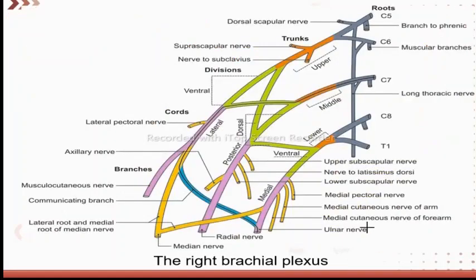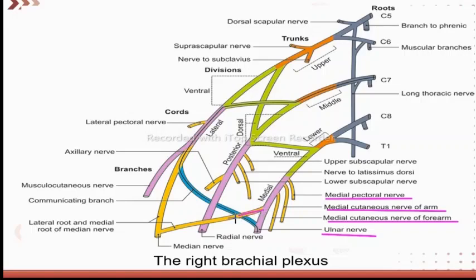Now the branches from the posterior cord. Then the branches from the medial cord: the medial pectoral nerve, the medial cutaneous nerve of the arm, the medial cutaneous nerve of the forearm, and the ulnar nerve, and the medial root of the median nerve.